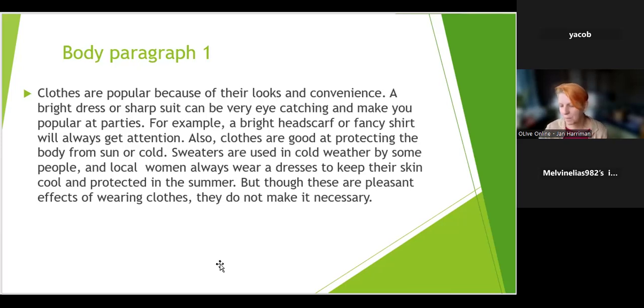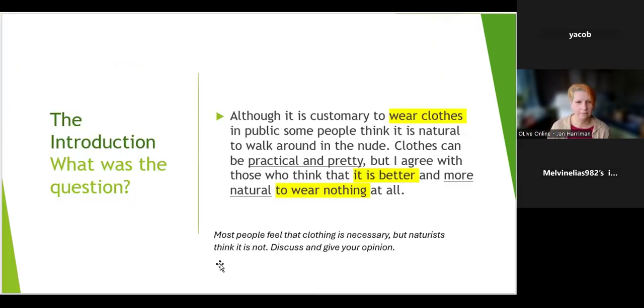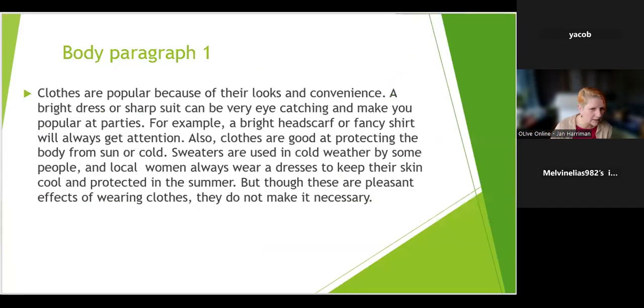Now remember, the most important thing is how you write this essay. So what does each paragraph have to have? Oh gosh, if my mouse would stay still. Sorry about that. I don't know why. I need a new mouse. Sorry.